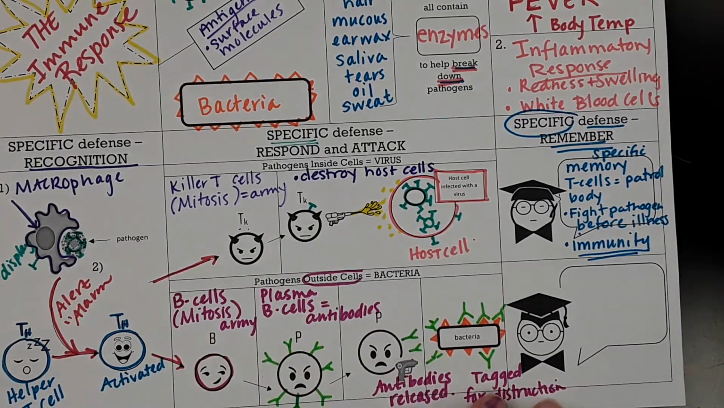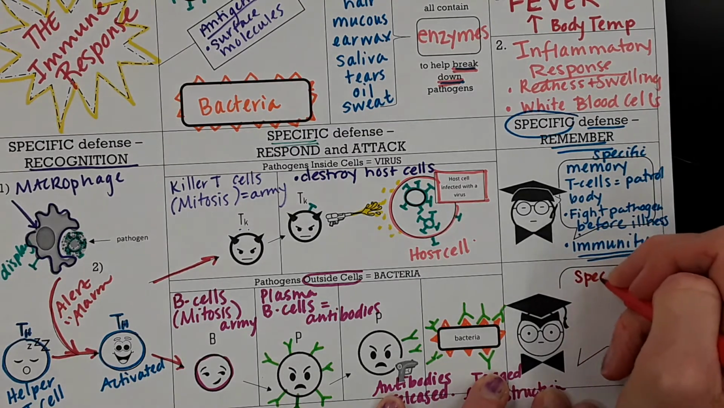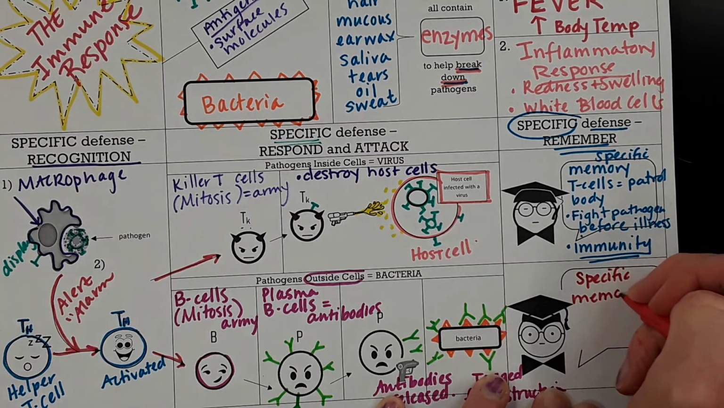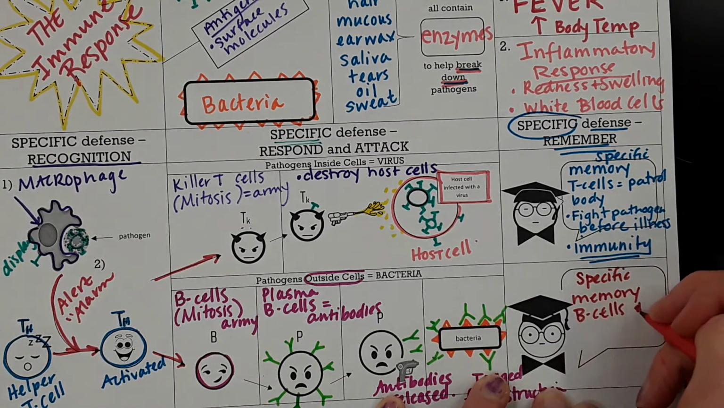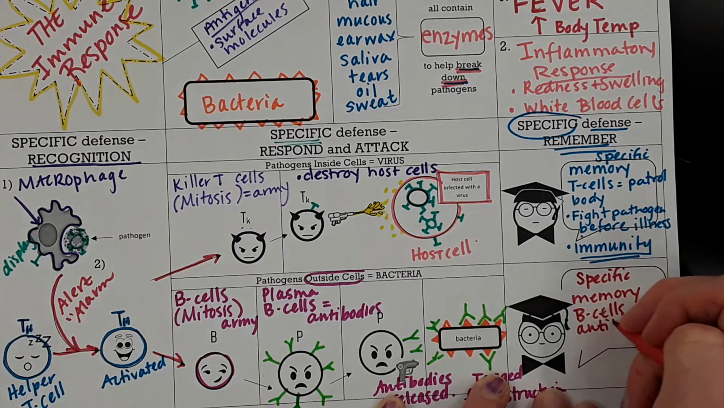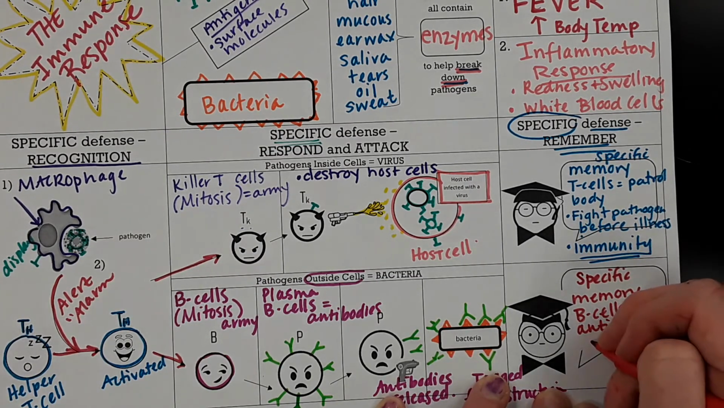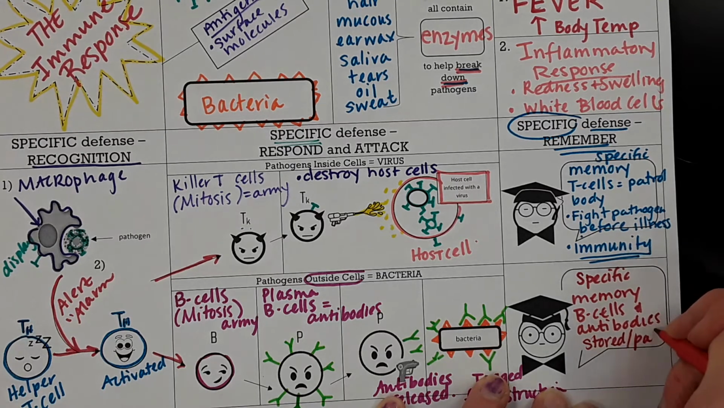The same thing happens with your B cells. So again, specific memory B cells and antibodies are going to be present, are going to remember, and they're going to be stored or patrol for the future.